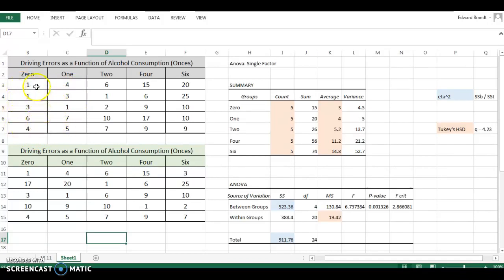So within each of these, they aren't all the same. Not everybody came up with only 1 driving error, all right? And here for 1 ounce of alcohol, not everybody came up with the same number of errors. So there's variation within these groups, and we can see them just from looking at it. But you also notice from this group, probably at first glance, that there is something going on here. The more ounces of alcohol, the greater number of driving errors.